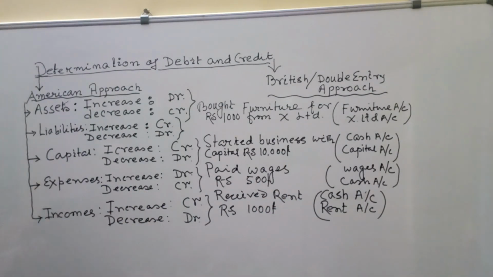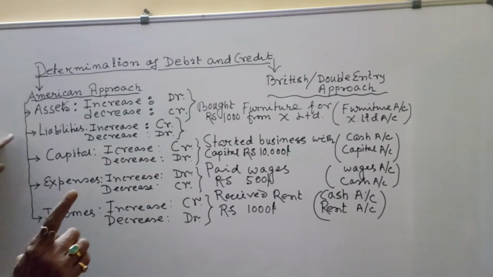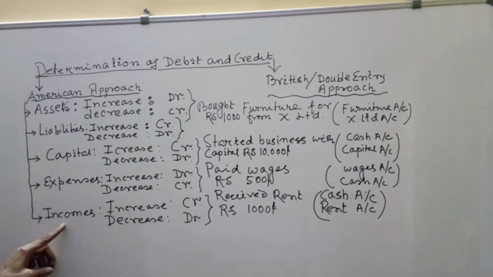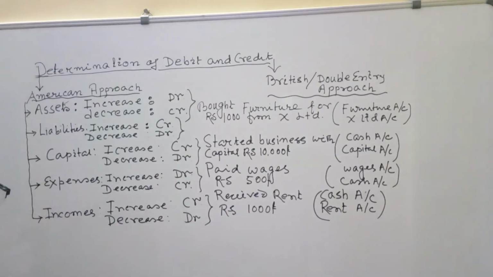So as per the rule of our American approach, our journal entry will be: Wages Account debit to Cash Account, wages account for the expenses increase, cash account for the decrease of the asset. Let us come to the last item, incomes. As per the rule of incomes, when income increases, it is credited, and when income decreases, it is debited. We have taken an example: received rent rupees 1000. Two accounts are connected, one is the cash account and another is the rent account.